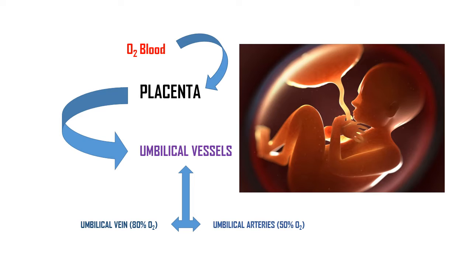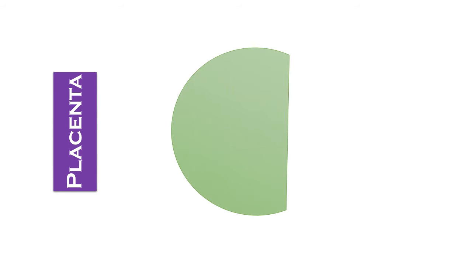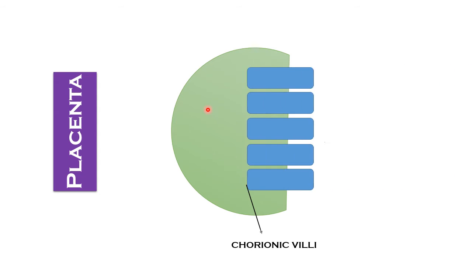But the umbilical arteries, which collect the blood from the whole body and carry it again to the placenta for the diffusion of nutrients and oxygen, carry only about 50% oxygenated blood. Here, consider this as the placenta. So these are all the chorionic villi.